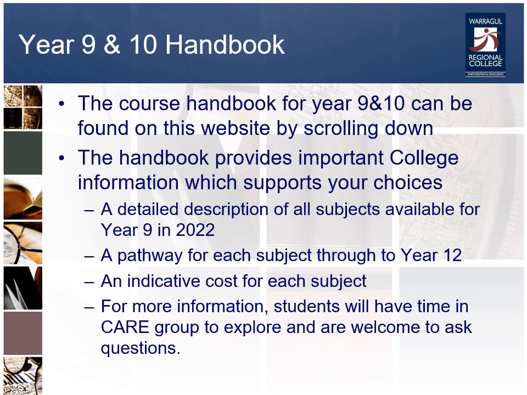The Year 9 and 10 handbook explains everything you'll need for course selection this year. You can find a copy of that by scrolling down the website where you found this video. The handbook provides important information such as a detailed description of all subjects available for Year 9s in 2022. Each subject has a pathway through from Year 7 to 12, so for the choices you make, you can see where they lead to in the final years of your education. There's an indicative cost for each subject that has one, and you'll have time in care group to read through this and ask questions.